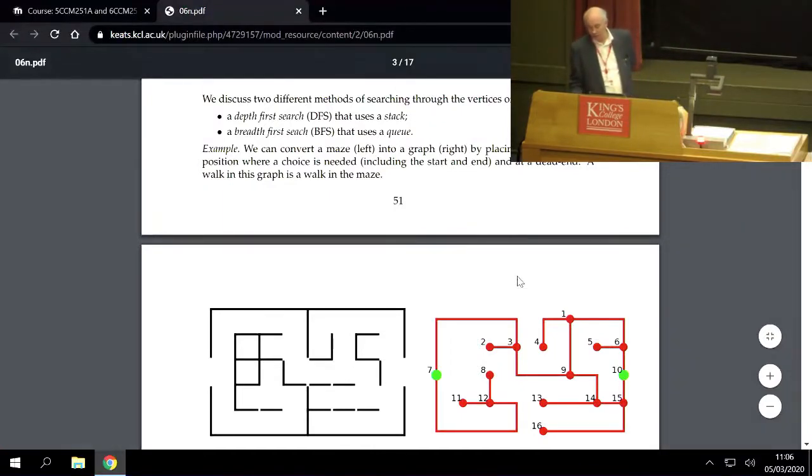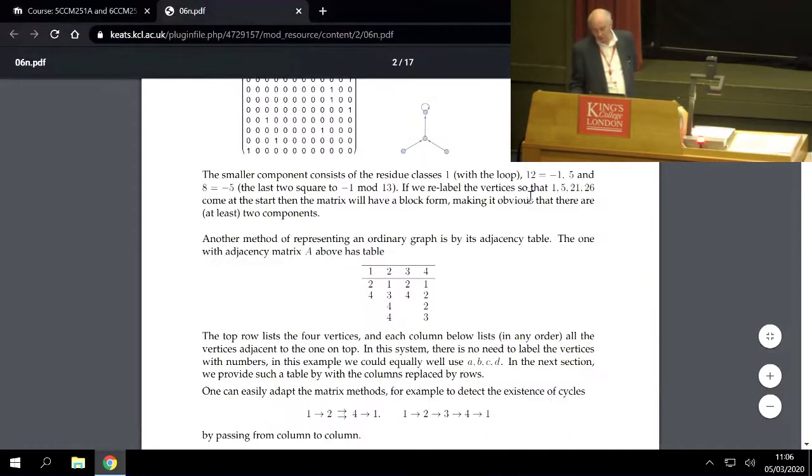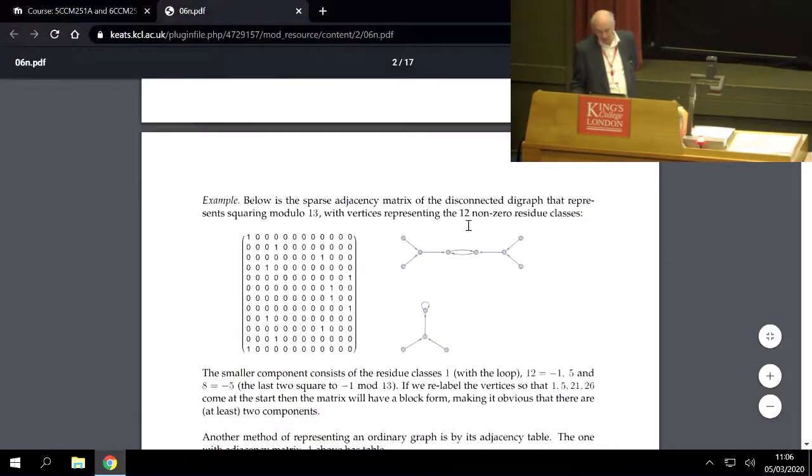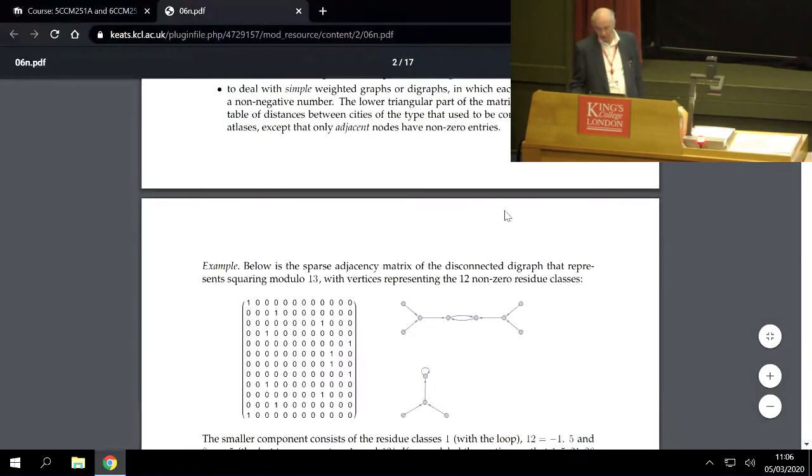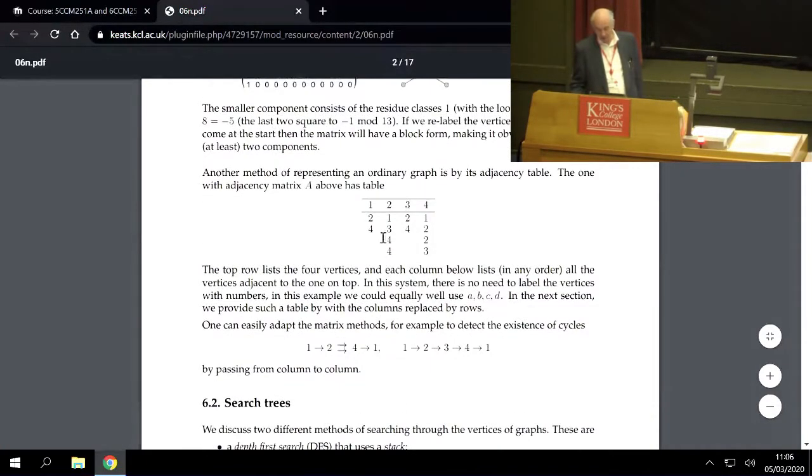So hopefully last week you talked a bit about adjacency matrices and how you can use those to understand walks in graphs, and maybe also adjacency tables. There's certainly a couple of questions on the sheet about that, in which instead of giving a graph pictorially, you give it by saying what vertices are adjacent to other vertices. So we'll see an example of that today.